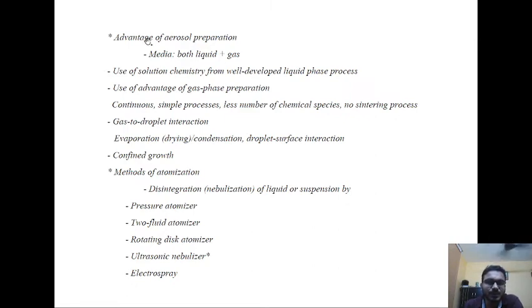Then the advantages of aerosol preparation: the media is both liquid plus gas. There will be use of solution chemistry from well developed liquid phase processes, and use of the advantages of gas phase preparation. It is a continuous, simple process, with fewer chemical species, and no sintering process, that is heat treatment process, is required. In the case of gas to droplet interaction, we have evaporation or drying and condensation.